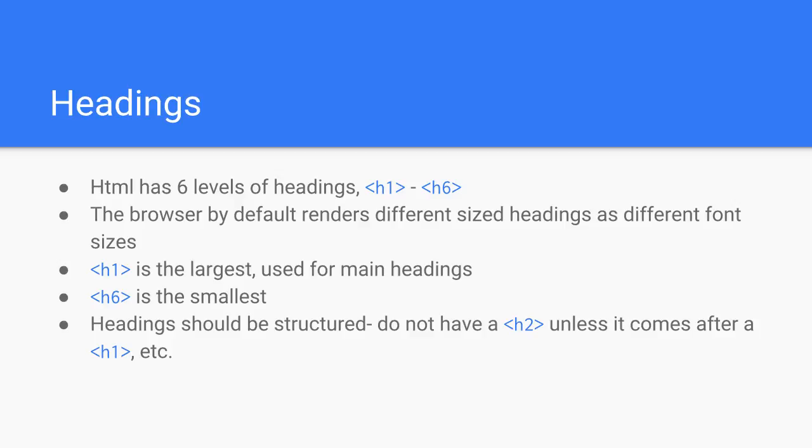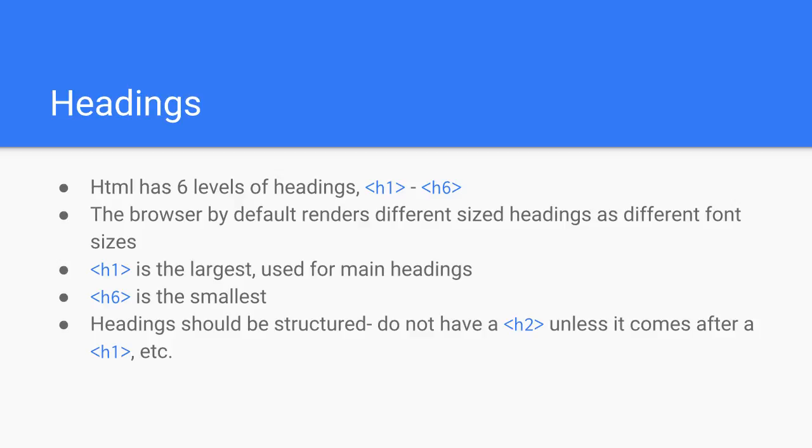So the first is headings. HTML has 6 levels of headings, H1 through H6, so H2, H3, so on and so forth. The different size headings will be styled by default as different font sizes. And then eventually they're no longer bold as well. I think H1 through H3 is bold, and then 4, 5, and 6 aren't, something like that. So again, it's ordered from largest to smallest. So H1 is the largest, should be used for your main headings, and then H6 would be the smallest.